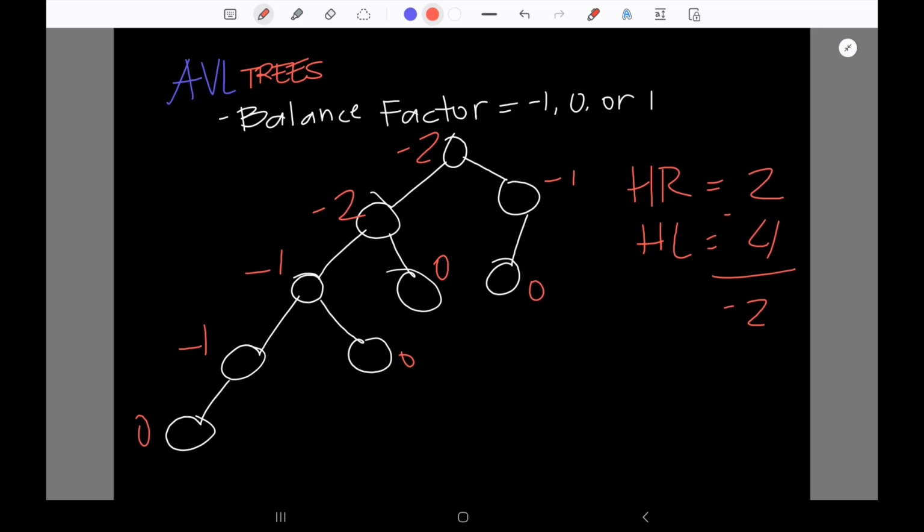So as you can see, nasa negative 2 niya ang pwede sa AVL tree kay ang balance factor nga pwede ra kay 1, negative 1, 0, or 1. So now my 2, what are we gonna do with it? So we have to rotate. This is where rotation comes in. So we have 4 types of rotation and we're gonna discuss it now.